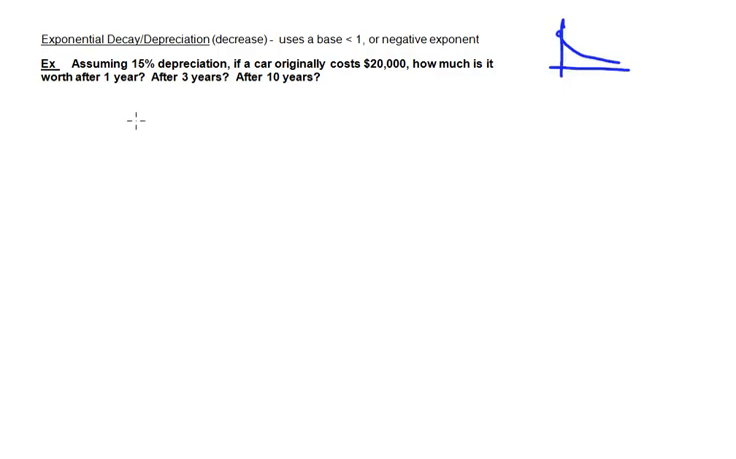I'd like to take a look at the exponential decay model. And generally the shape of this graph is going to look like this. It's decreasing, but the decrease levels off as time increases. And there are basically two ways to interpret this.